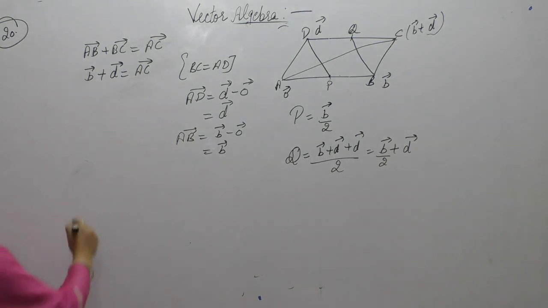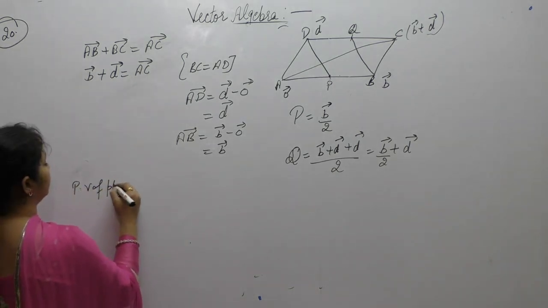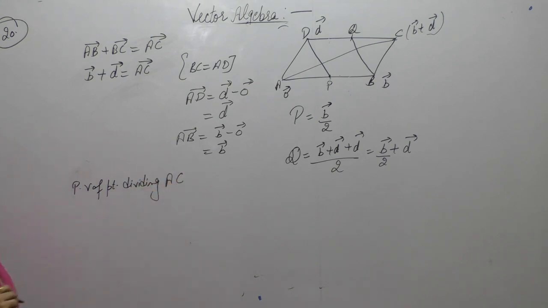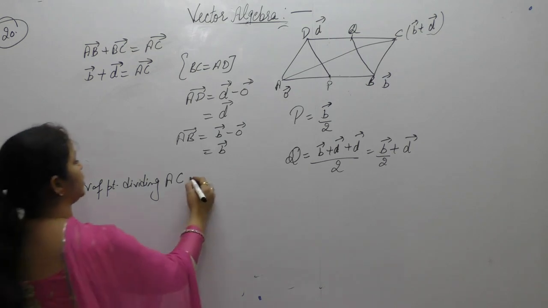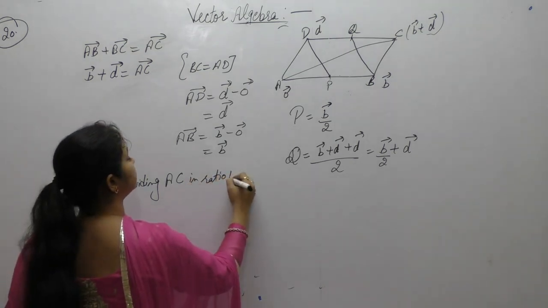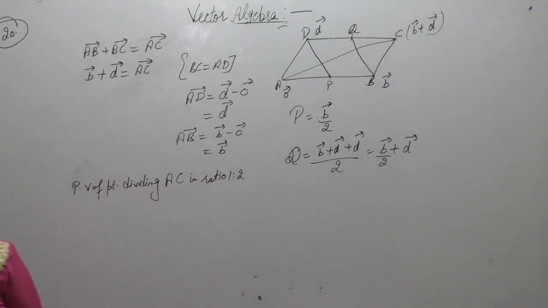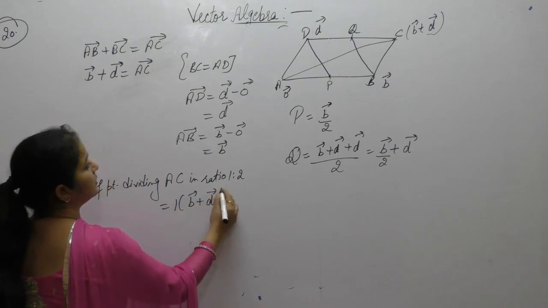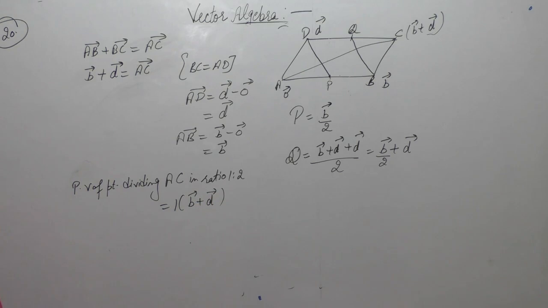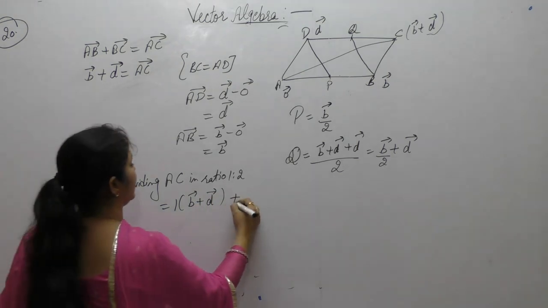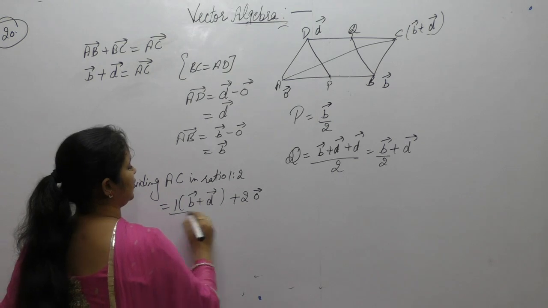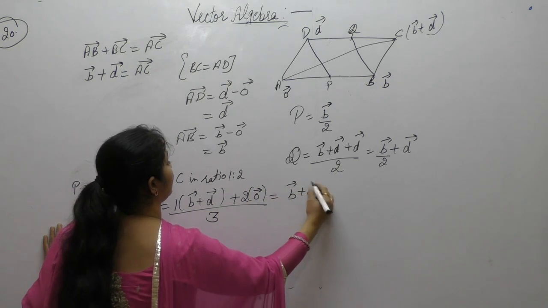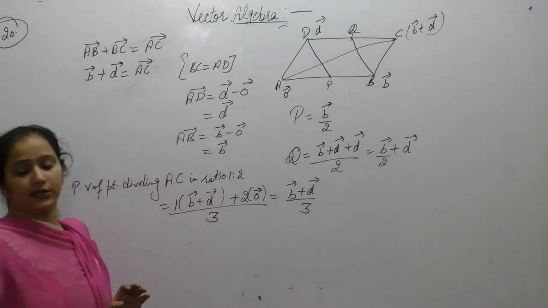Now the position vector of the point dividing AC in ratio 1:2 is 1 into (B vector plus D vector) plus 2 into the position vector of A, the 0 vector, upon 1 plus 2, which is 3. That is (B vector plus D vector) by 3.